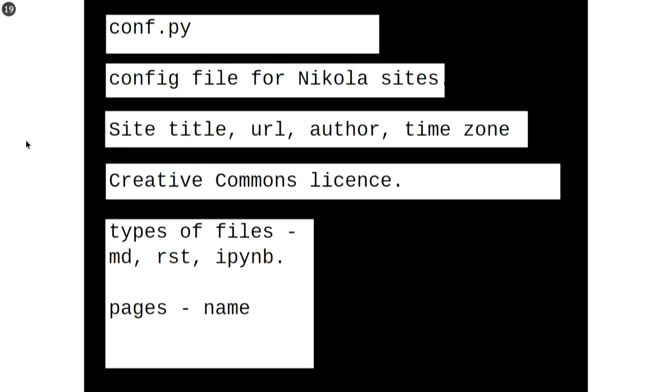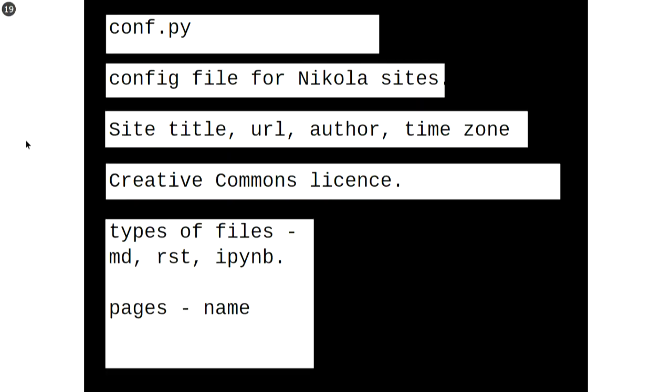You've also got your conf.py file. So it's your config for the Nikola site. It's got options for your site title, URL, author, time zone. You can put your Creative Commons license in there, and it will render that license and such. You can specify the types of files that you want it to process. Say you only wanted it to process Markdown or RST files. You could type that in, and you could also specify the pages that you want processed. There's lots more options in the config file.